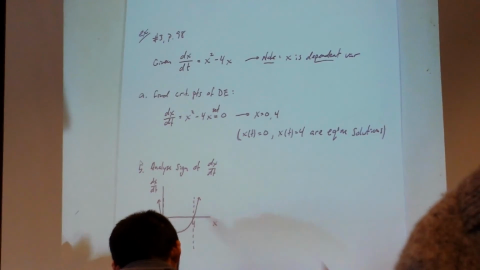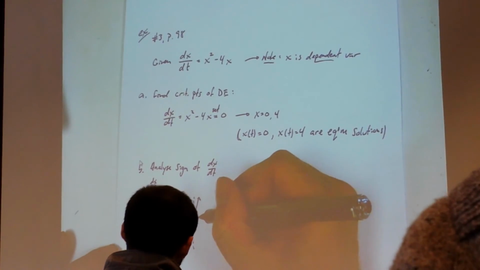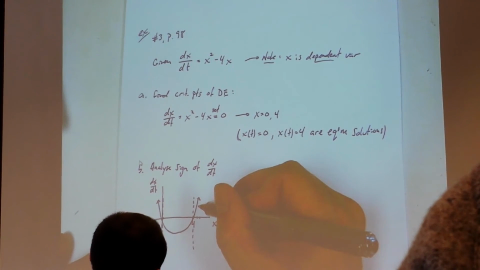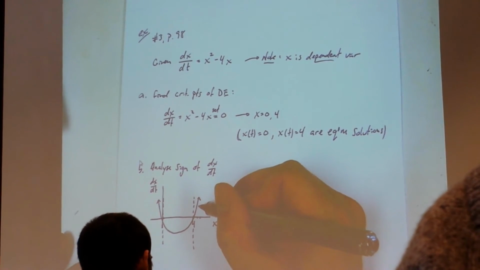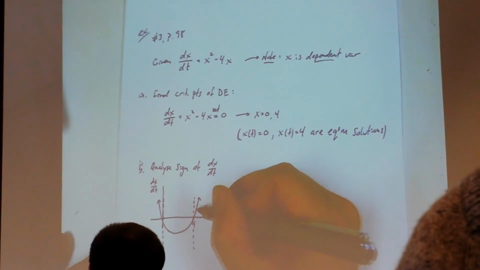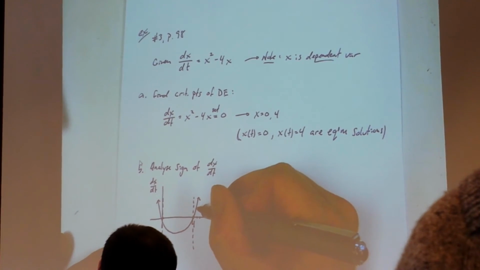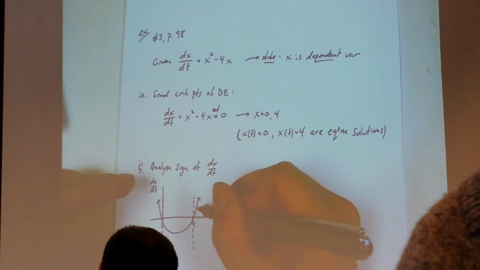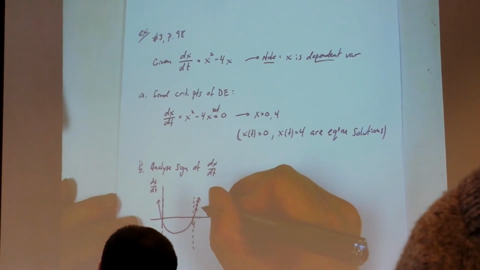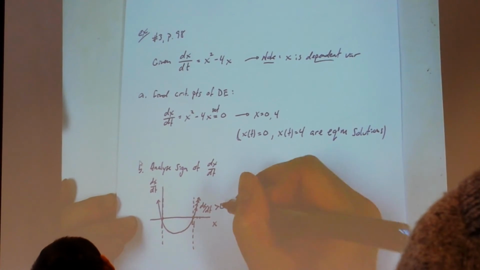So, if x is greater than 4, dx/dt is positive. What does that mean? It's increasing, which means it's going away from 4. dx/dt is positive, so the x values are becoming larger. So it's going away from 4.